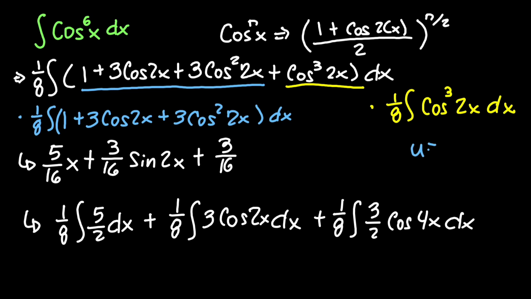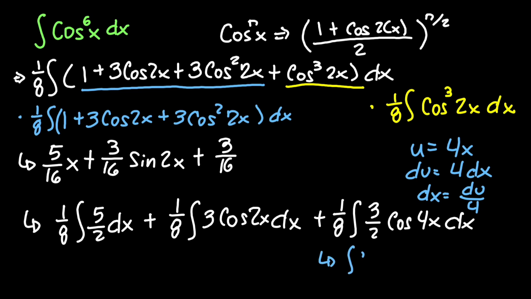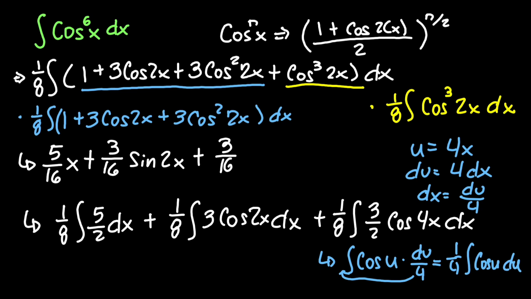So let u here be 4x. The derivative of 4x would be simply 4. Multiply this by dx, and so dx right here would be equal to du over 4. Substituting this, we would have integral of cosine of u multiplied by du over 4. And so, putting 1/4 outside the integral, we would have 1/4 integral of cosine u du.